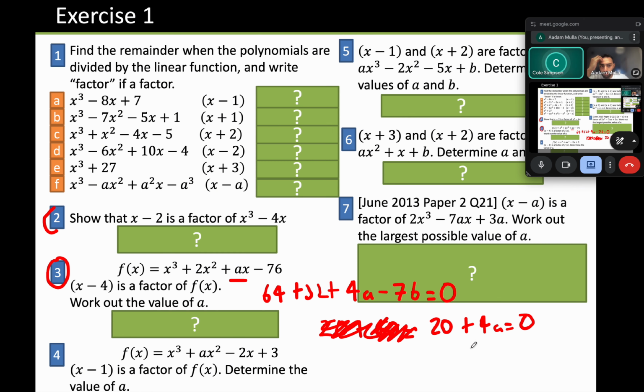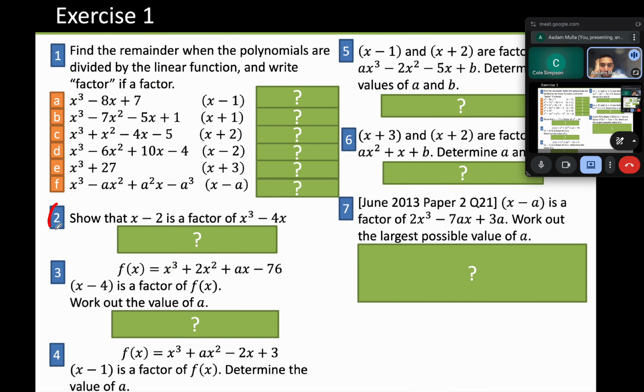A would be 5, would it? Not 5, but close. So, yeah. Minus 5. Yeah, because 4a equals negative 20. Just be careful, because I've noticed you've done that a couple of times. So a would be negative 5. Just tell me how you do number 2. You don't have to do it.